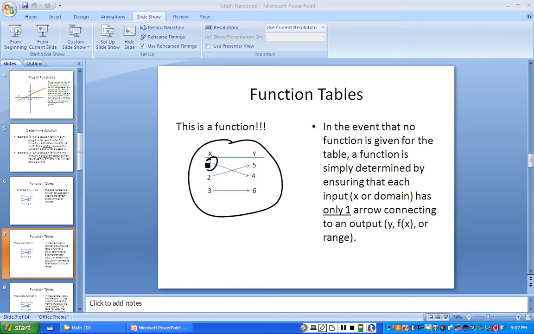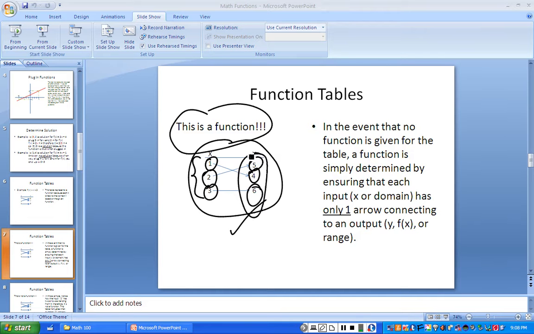When I look at this input, x is an input, a domain, right? When I look at 1, 1 only has one answer, and that's 4. When I look at 2, so if I was to plug 2 into some given function, it only gives me one answer, 5. When I look at 3 for an input, for a domain, if I plug 3 into some function, it only gives me one answer, and that answer would be 6. So this is a function, because every input has one and only one output, one and only one answer.